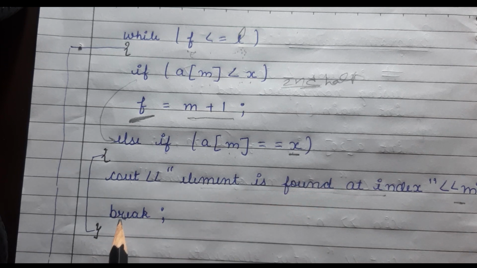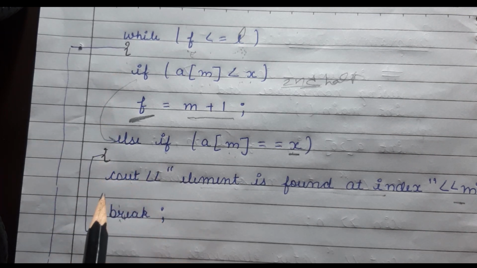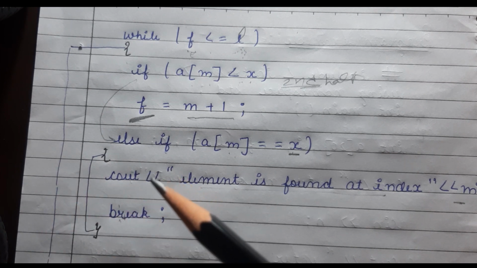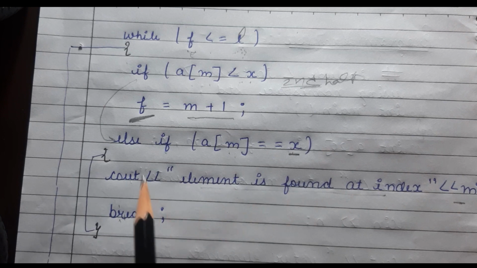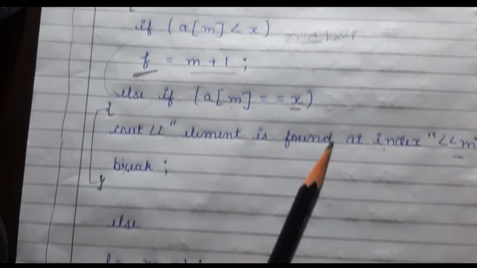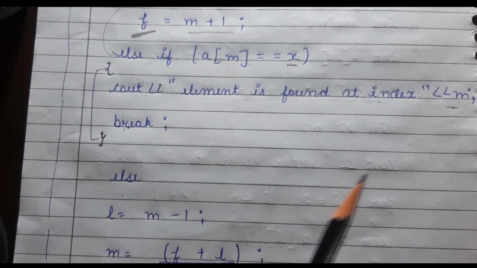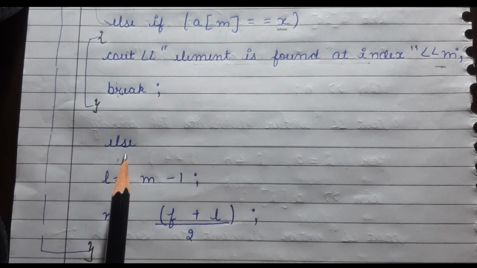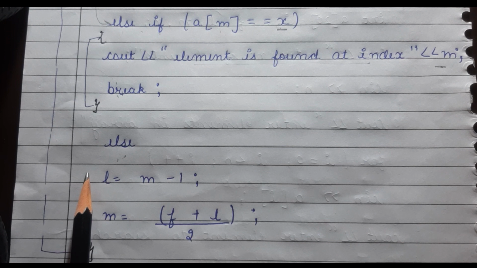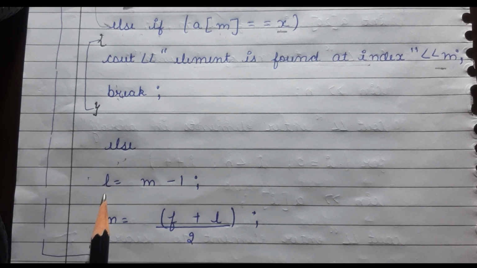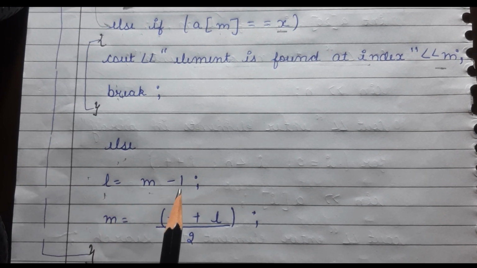So that's why I implement the break statement here. And when the break statement is executed, control jumps out of the while loop, because break is not compatible with a lone if else. And if this condition value is false, then control goes to the else part. It means your element is in the first half. If your element is in the first half, then there is no need to update the value of f. Now we update the value of L as m minus 1.